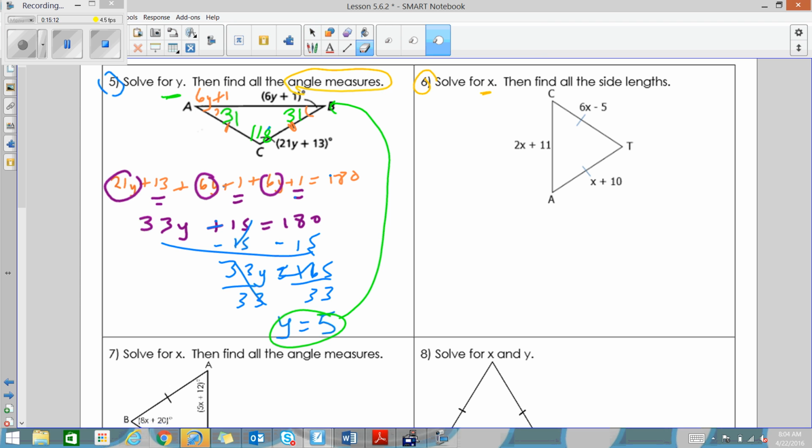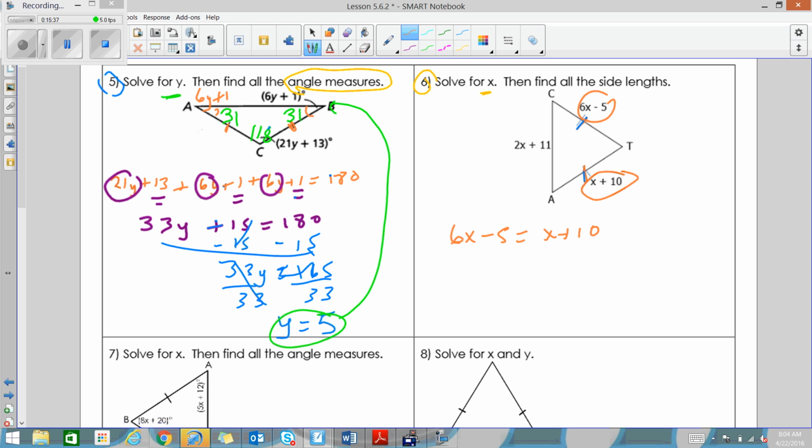What you're going to do is you're going to have to look at what we have here. And we have isosceles triangles, which means that these two sides, this and this, are equal to each other. So that's actually how we're going to start this problem off. We're not going to add them up and set them equal to 180. We're going to take our two sides, which are congruent to each other, and set them equal to each other. So we're going to go 6x minus 5 equals x plus 10.